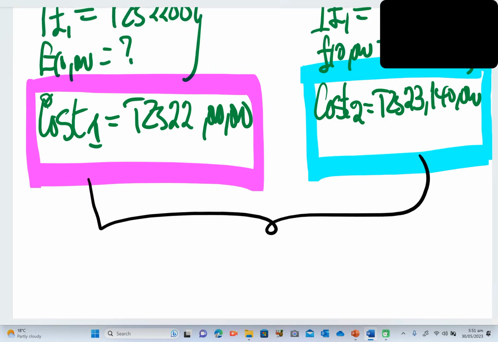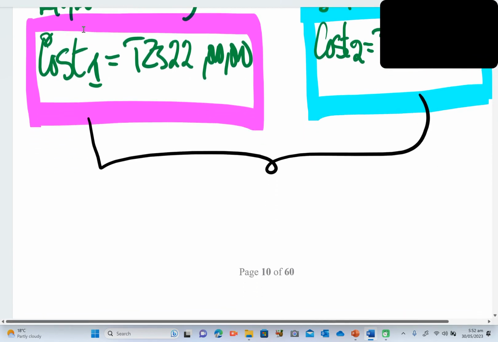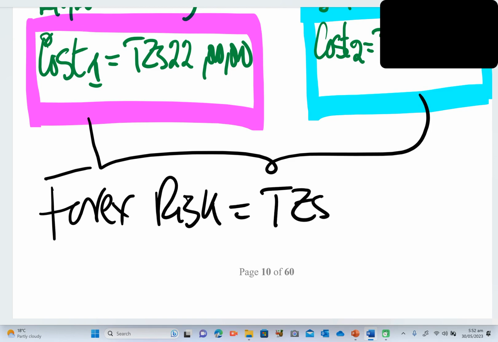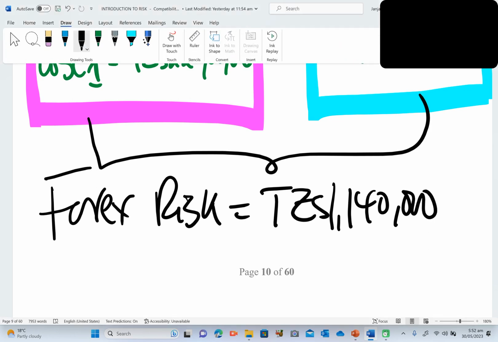Tafuta tofauti. Hii tofauti ndo inaitwa forex risk because of movement in exchange rate. This is forex risk because of movement. So utasema forex risk is equal to kiasi gani? 140,000. Hili somo hili ndio linasumbua.